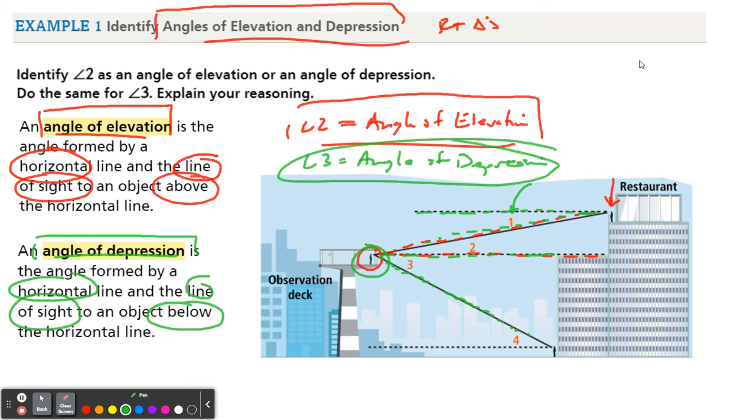Now let me tell you the big mistake people make. A lot of people, especially with angles of depression, want this angle right here to be their angle of depression. This is wrong, because this angle is formed by a vertical and a line of sight. There is no mention of vertical lines at all. Angles of depression and elevation are formed by horizontals. So make sure you're using the horizontal, not the vertical.